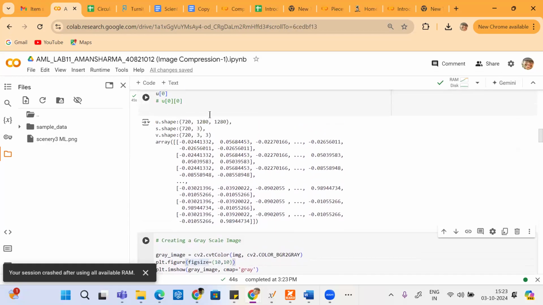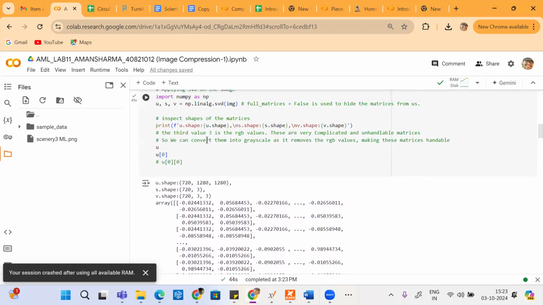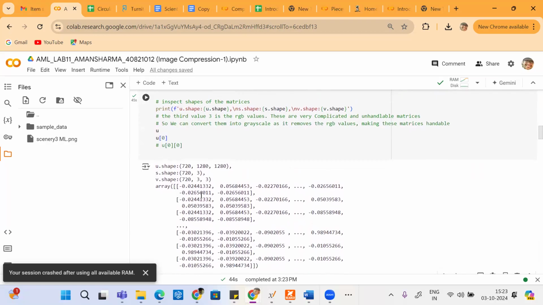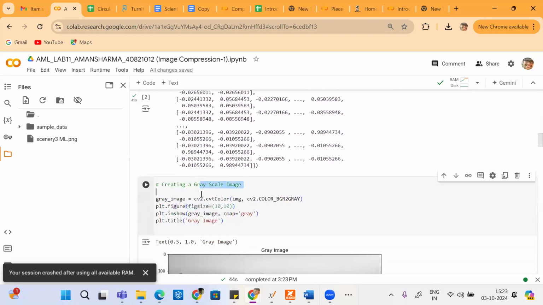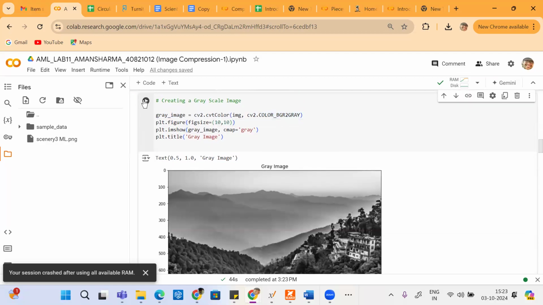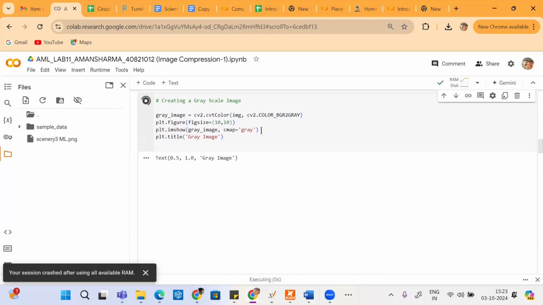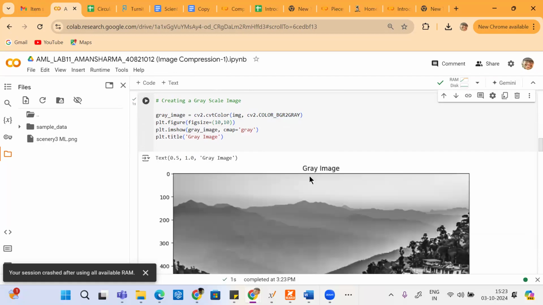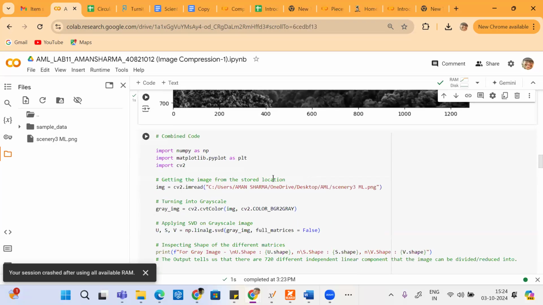Now, usually it is very difficult to deal with RGB values as we have a lot of values to store. So what we did is we are just trying to convert it into a grayscale image. Here I'm using that particular method from the CV2 library to convert the BGR values, which are the default, to a grayscale image.